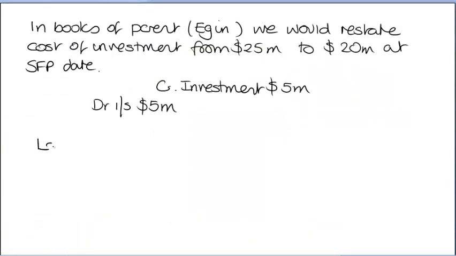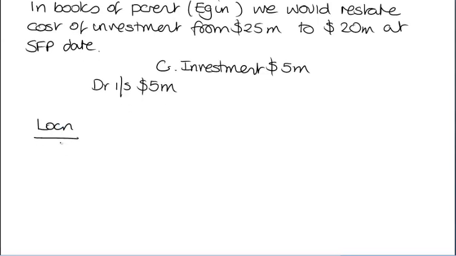We also have the loan. It says in the question that Egin made an interest-free loan to Briars of $10 million. It's to be repaid on the 31st of May 20x7. When did we make the loan? It was at the date of acquisition, which was the 1st of June x5. So the loan is for 2 years.